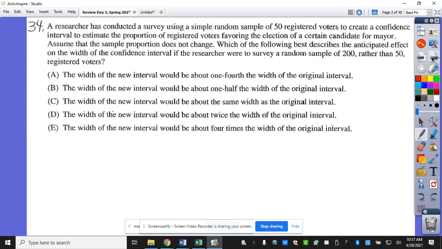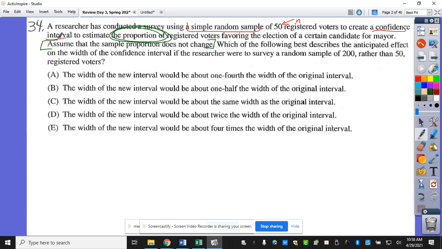This one I was kind of concerned with. And once I show you this, you're going to be okay with it. So, a researcher has conducted a survey using a simple random sample of 50 registered voters. Well, just by habit, simple random sample, that's my n. We're doing a confidence interval. I definitely want to look at the fact that, hey, this is a proportion. Assume that sample proportion does not change. And I'll come back to what that means, why they said that.